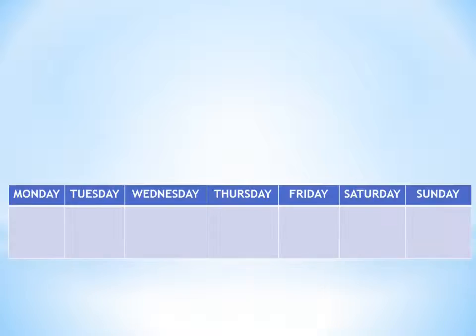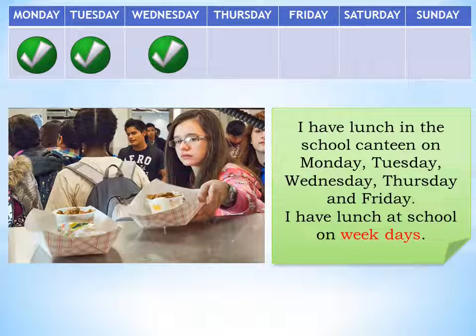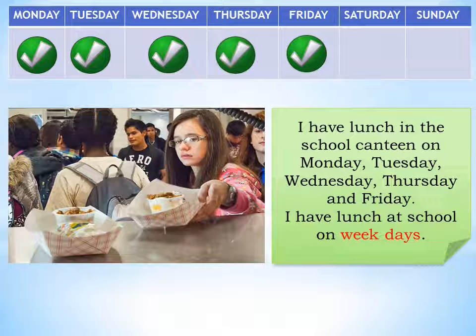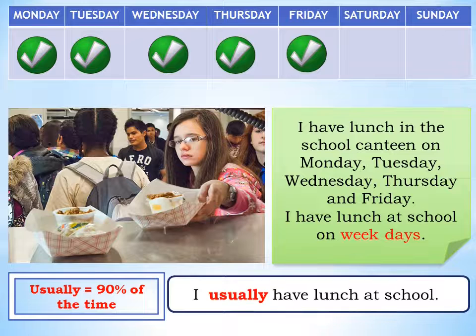Let's see now the second example. How often do you have lunch in the school canteen? I have lunch in the school canteen on Monday, on Tuesday, on Wednesday, on Thursday, and on Friday. Means I have lunch at school on weekdays. The adverb of frequency that we can use is usually, 90% of the time. I usually have lunch at school.